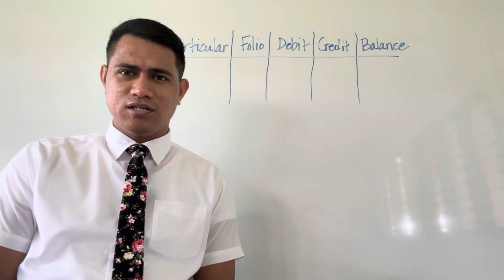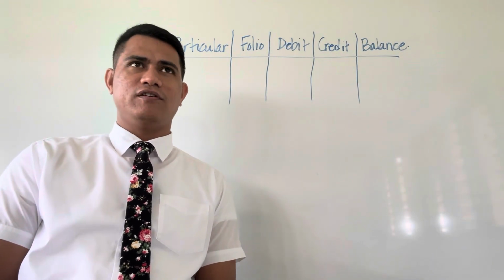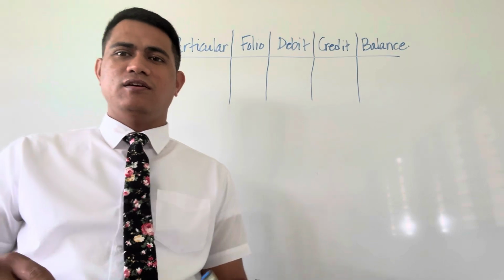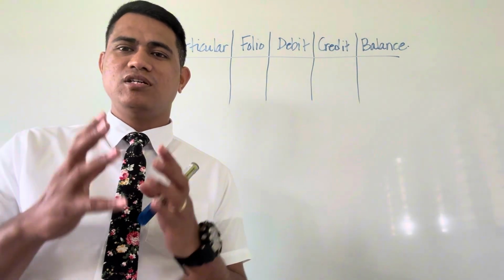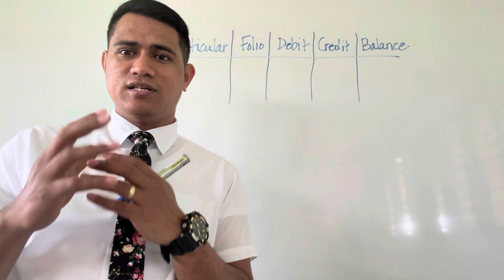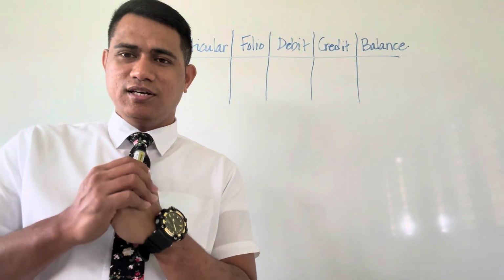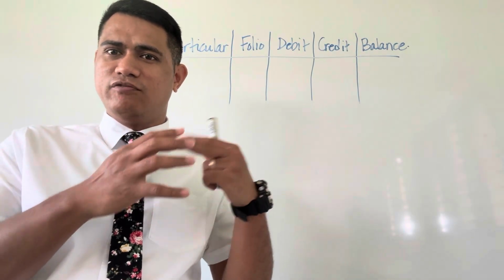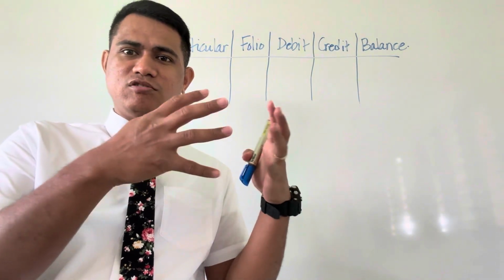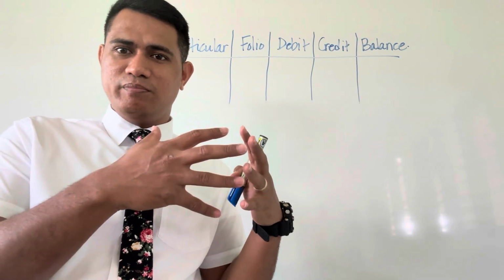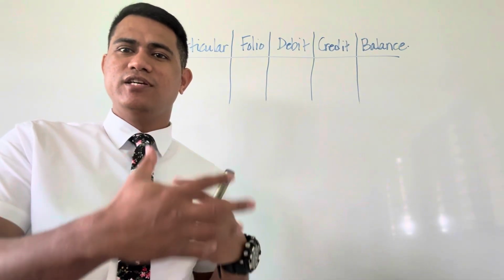A ledger is a summary of single transactions that affect one account. For example, if a person looks at the ledger for bank, it summarizes all the transactions of the bank.